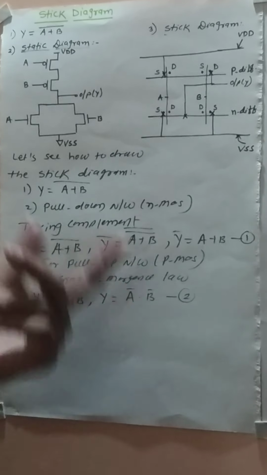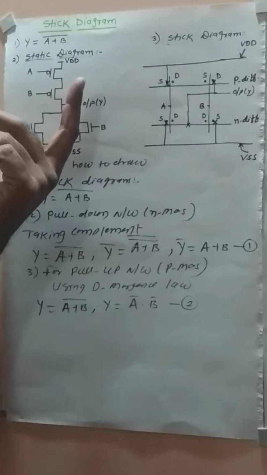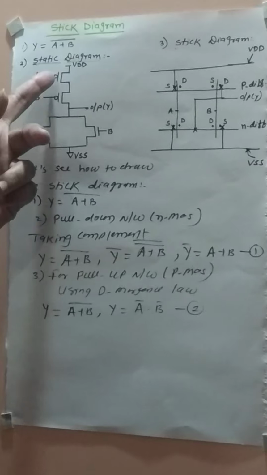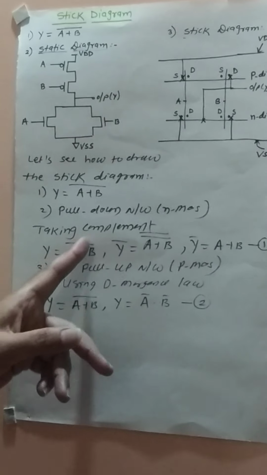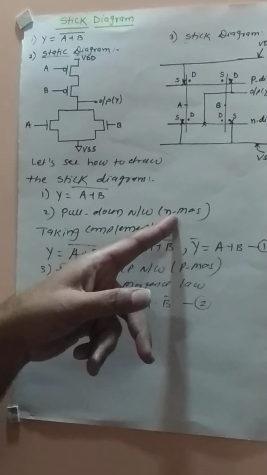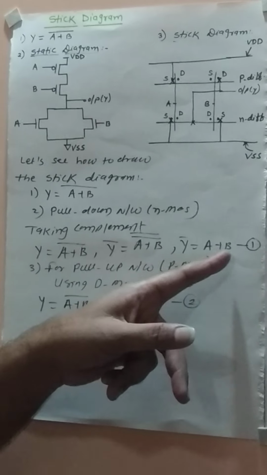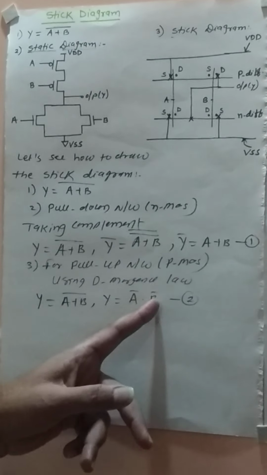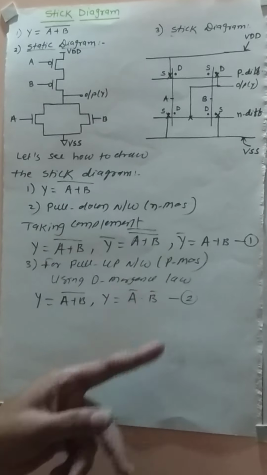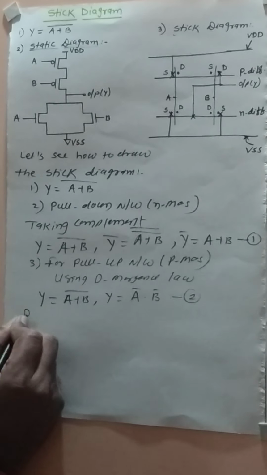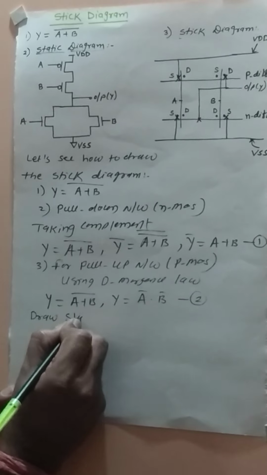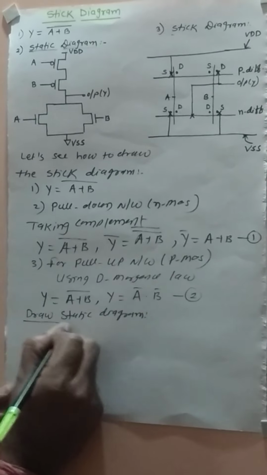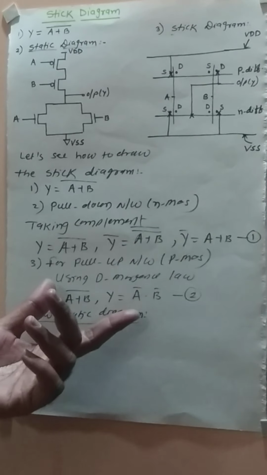So let's draw the static diagram, because static diagram consists of pull down network and pull up network, or static diagram consists of PMOS and NMOS. So for NMOS, this is a pull down network means NMOS. For NMOS the terms are adding, means NMOS connected in parallel, and for PMOS terms are multiplying, means PMOS connected in series. So draw the static diagram, or static CMOS logic diagram.